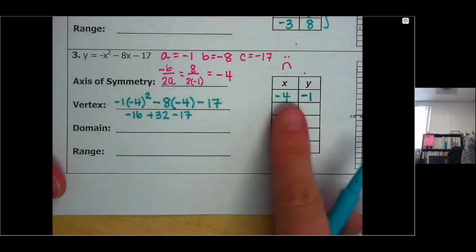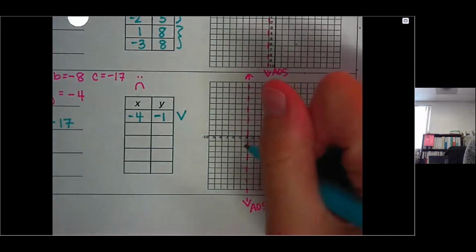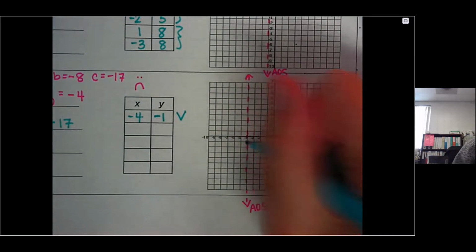So your vertex is at -4, -1. Put a V by it. And let's graph it. -4, -1. Here's your vertex.